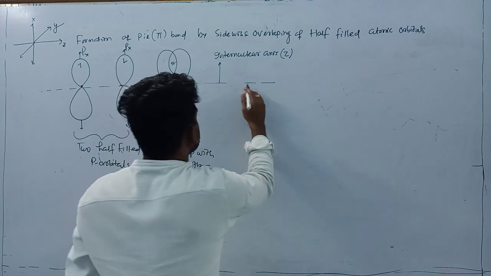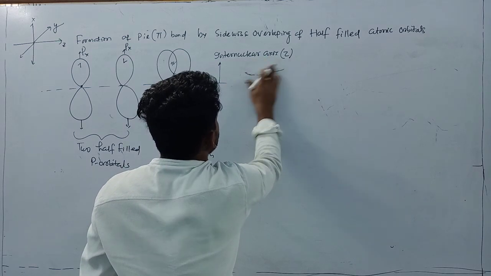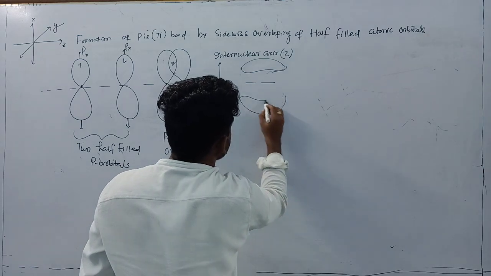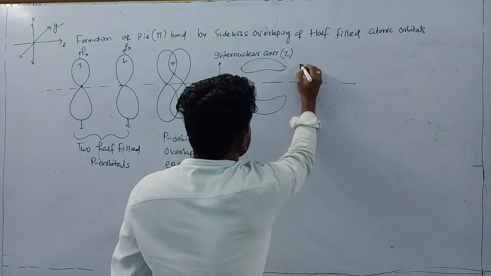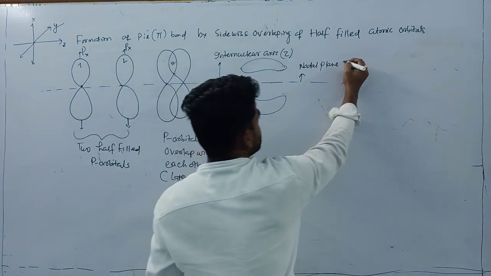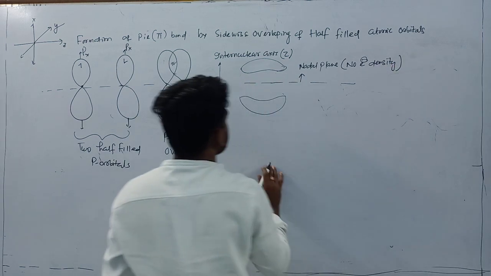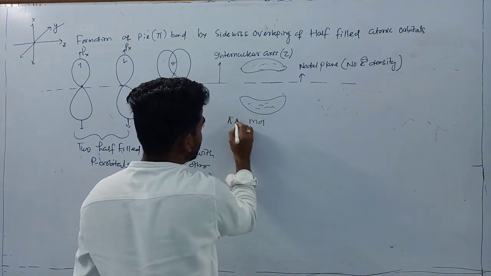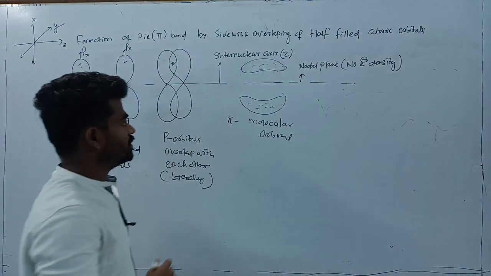Okay, so due to overlapping, the orbital will be like this, because within this region electron densities are formed. Is that clear? And this z-axis is your nodal plane. Nodal plane means within this region no electron density is there. So this one is called your pi molecular orbital. So pi bond formation is like this.